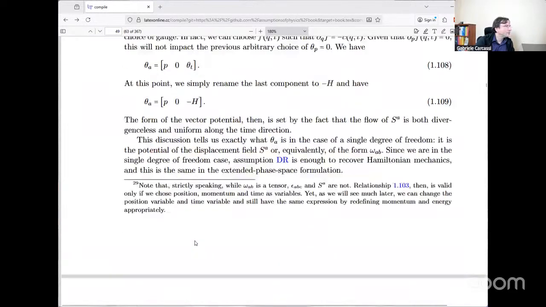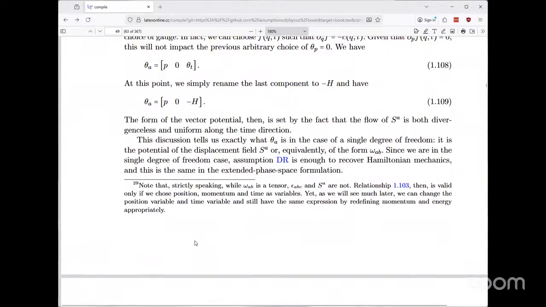Let's go to the footnote. Note that, strictly speaking, while omega AB is a tensor, epsilon ABC and S_A are not. Relationship 1.103 then is valid only if we choose position, momentum, and time as variables. Yet, as we will see much later, we can change the position variable and time variable and still have the same expression by redefining momentum and energy appropriately.